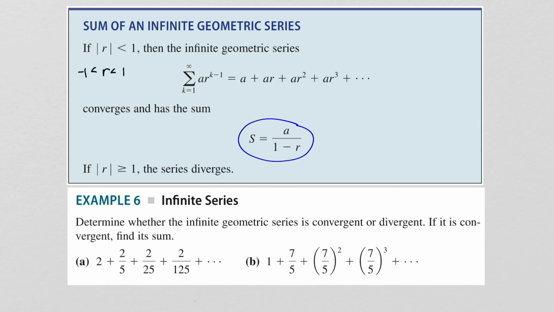Now, if your number r is not in between 1 and -1, so that means if the absolute value of r is greater than or equal to 1, then the series diverges, which means it has no sum. So it only converges if the value of r is between 1 and -1. And when it is, this is the formula. And notice that this formula is actually much simpler than the last formula.